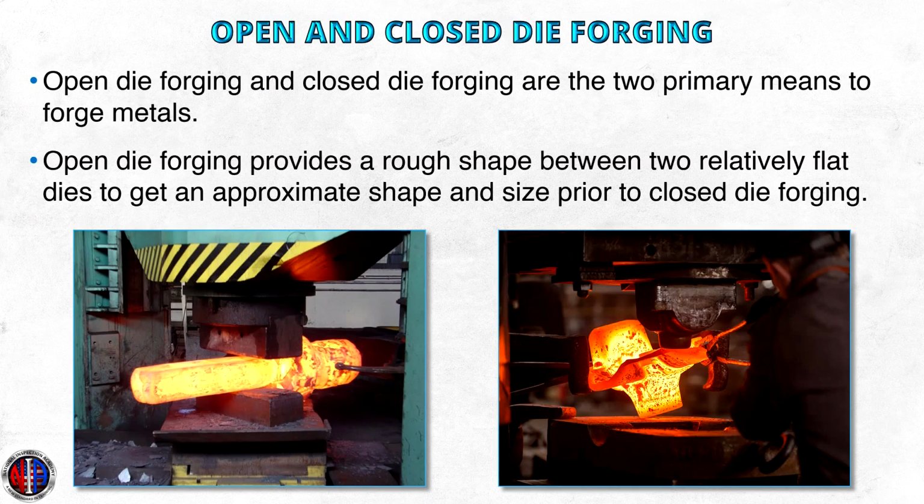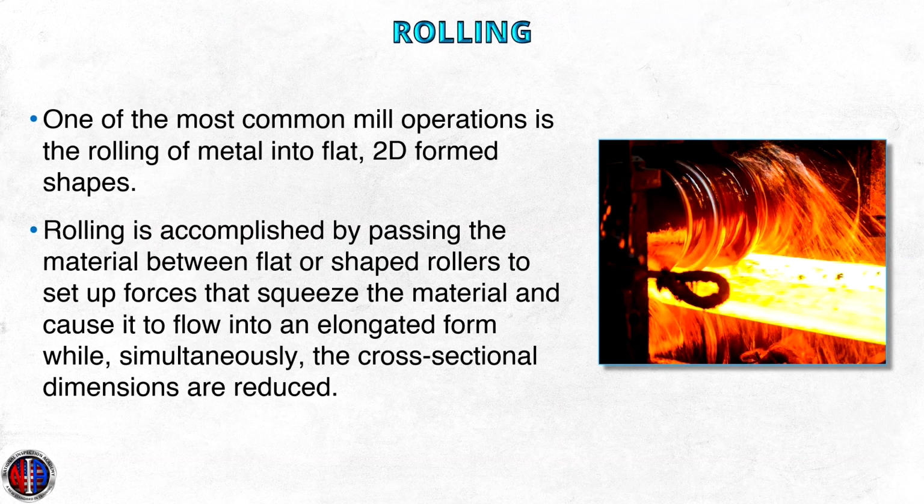Open and closed die forging. Open die forging, shown on the lower left image, and closed die forging on the lower right image, are the two primary means to forge metals. Open die forging provides a rough shape between two relatively flat dies to get an approximate shape and size prior to closed die forging.